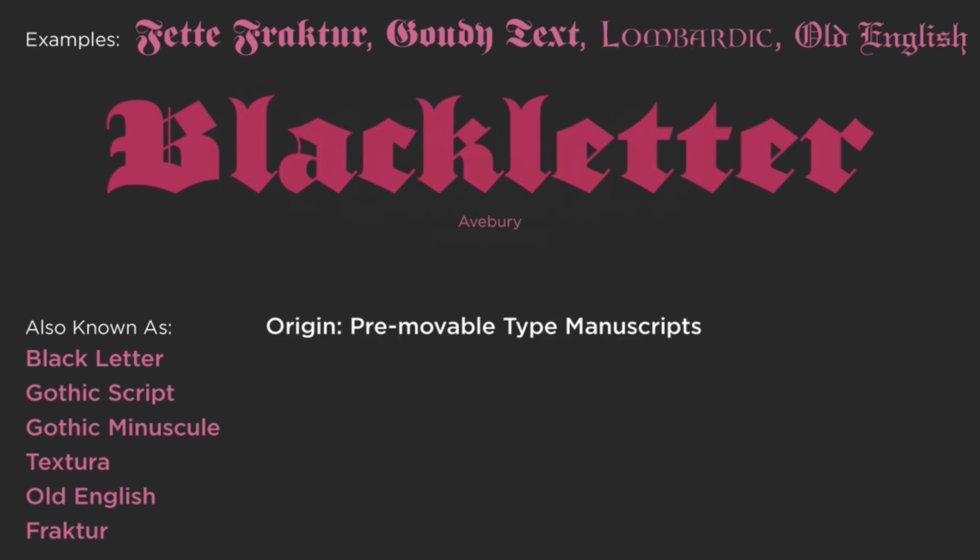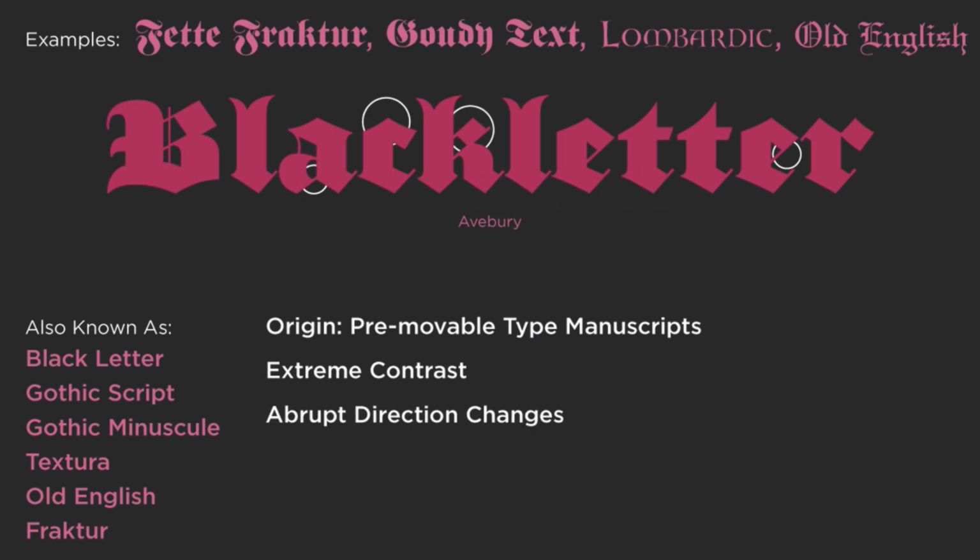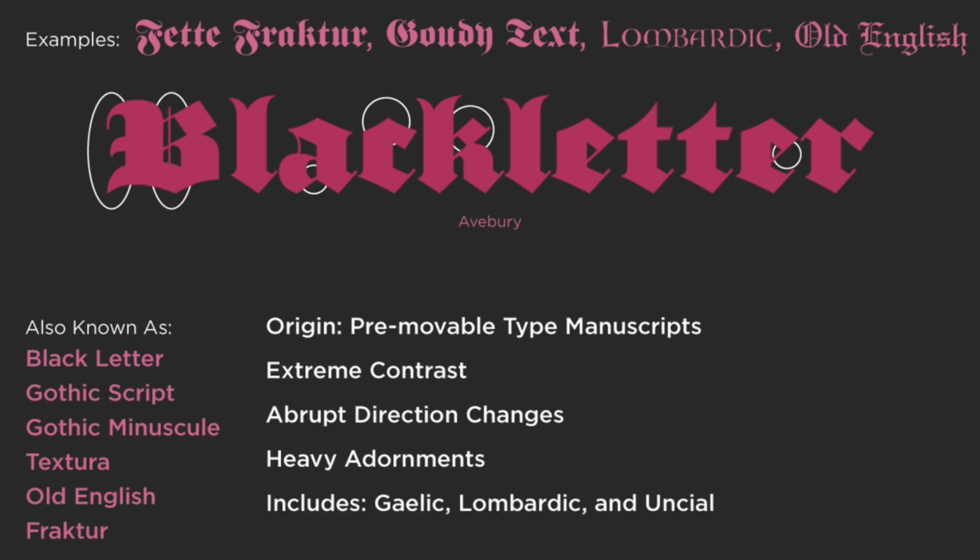Blackletter faces are inspired by handwritten manuscript styles in use before the invention of movable type. A blackletter face was used in the very first printed book with movable type, the Gutenberg Bible. Blackletters are identified by extreme stroke weight contrasts, dense, thick strokes displaying a lot of ink, sharp angles and abrupt direction changes, and heavy adornment of capitals and some lowercase letters. For sake of easy classification, Gaelic, Lombardic, and Uncial faces are typically lumped into the blackletter classification.